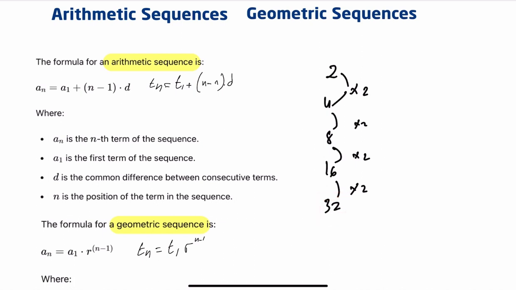So a geometric sequence is a bunch of numbers that are built based on multiplying each term by the same number to get the next term. So now let's see the formula of each one of them.